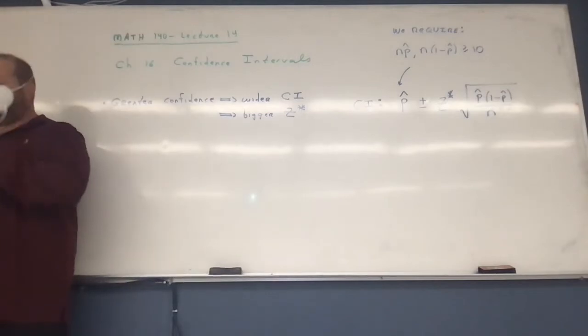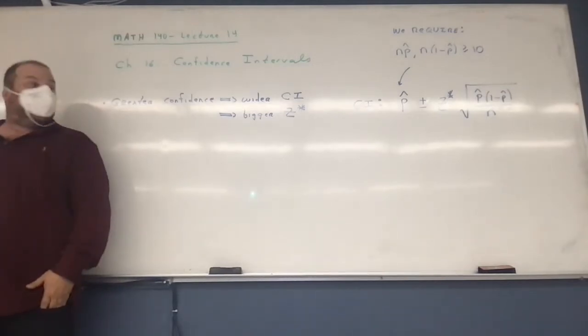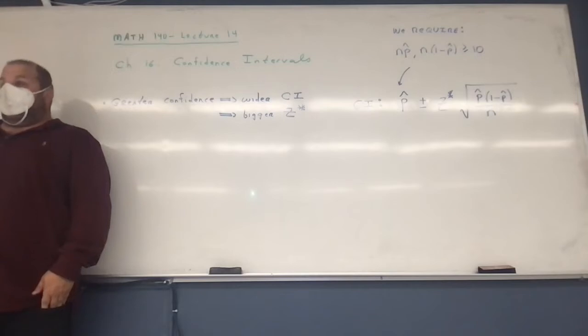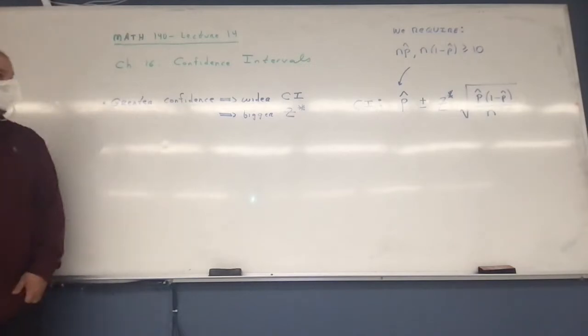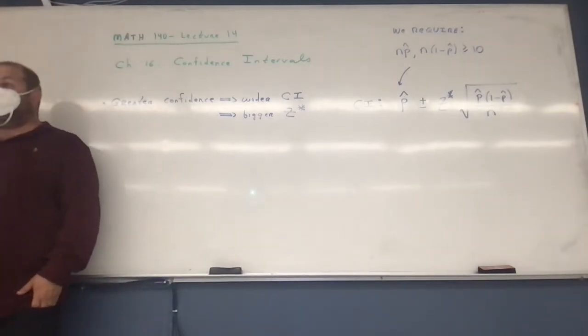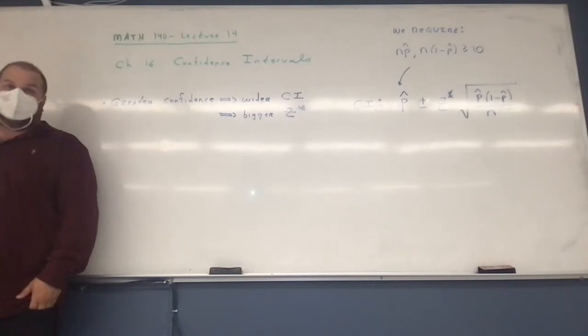Yes, was there a hand up somewhere? Yes. So they correlate. Positively correlated, to be more specific. A larger amount of confidence creates a wider confidence interval, which is arrived at via a bigger Z star value.